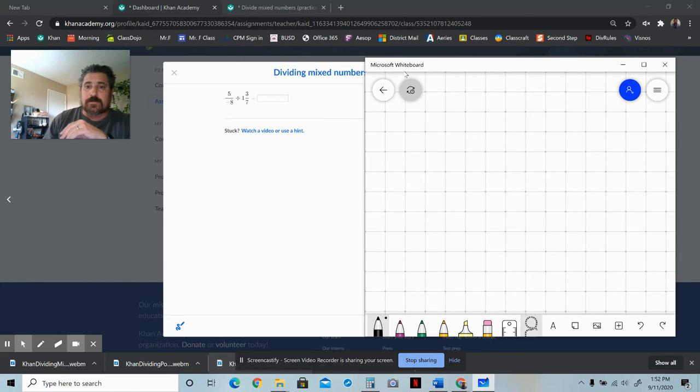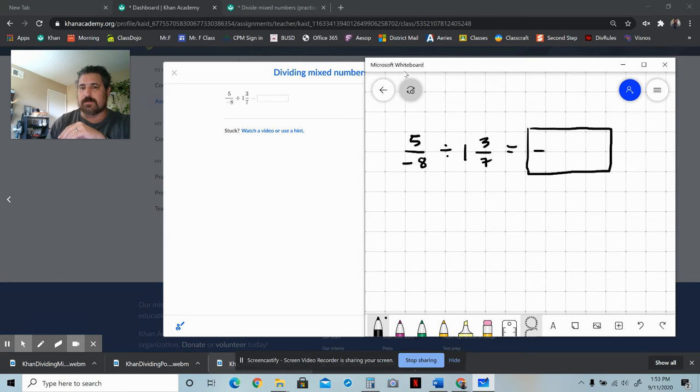First things first, we've got 5 over -8, which is the same as -5/8. You can take it from the bottom, move it to the front. And we're dividing that by 1 3/7. So this is ultimately going to be a negative value divided by a positive value, which means we're going to have a negative answer, because negative divided by a positive is a negative.